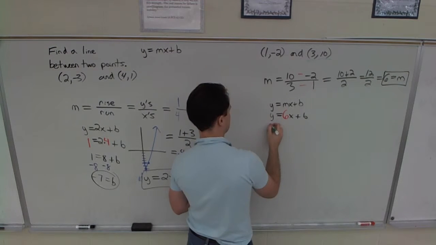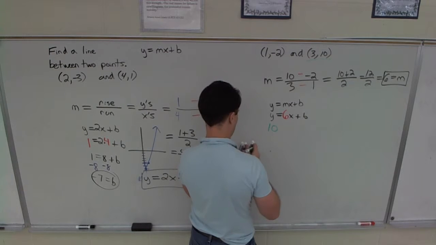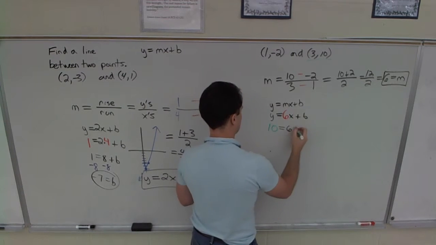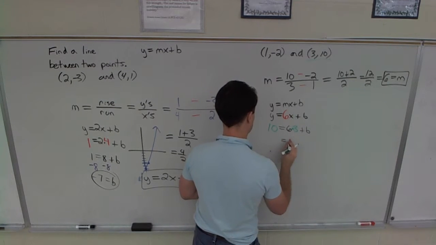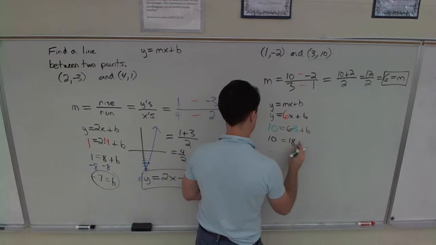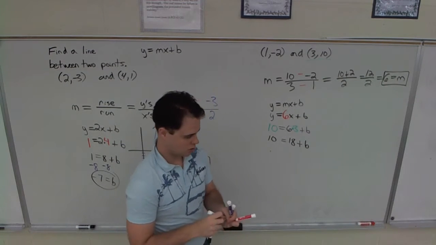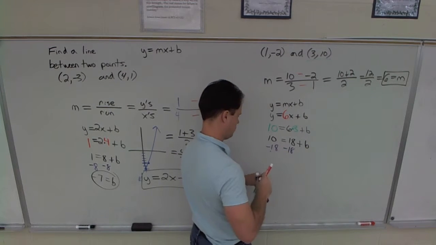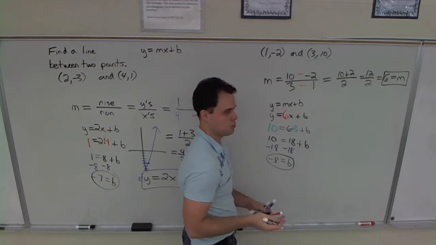So what goes here then? 10. 10 is the y. 6 times 3 is the x. Plus b. So we've got 18 is 10 plus b. We just need to get b by itself, so we've got our second ingredient. So minus 18 on both sides. Negative 8. Put them together and you're done.